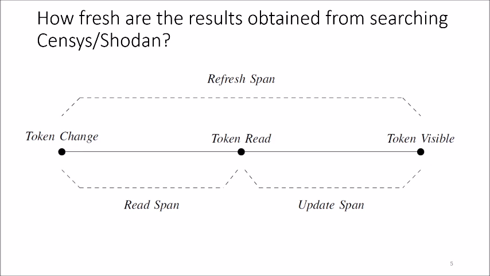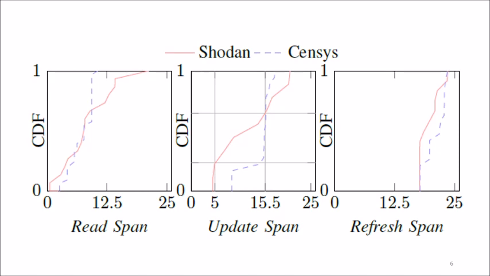Using these tokens, we calculated 3 spans. The read span, which is the time difference between the token change and the token read instances, the update span, which is the time difference between token read and token visible instances, and the refresh span, which is the time difference between the token change and the token visible instances. These 3 figures show CDFs of the read span, update span, and refresh span for the duration of our experiment for each engine. In total, we created 235 tokens, Censys captured 25 tokens, and Shodan captured 19.